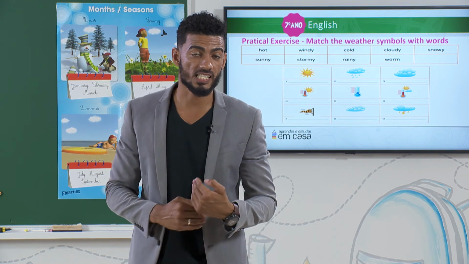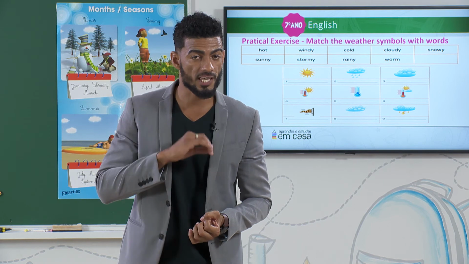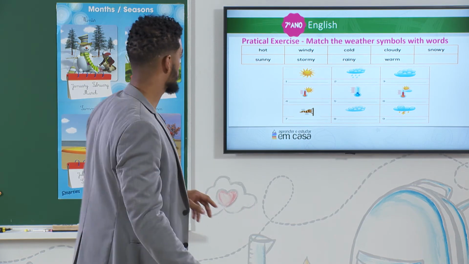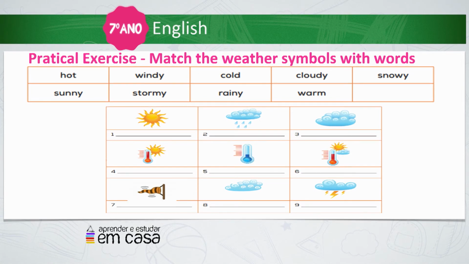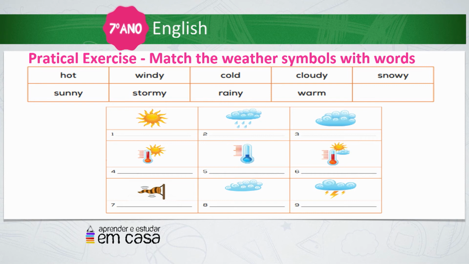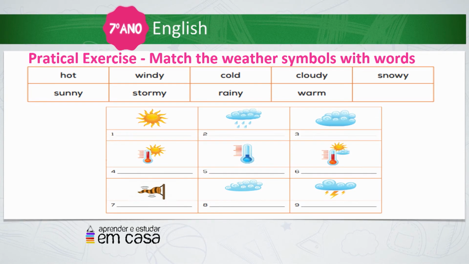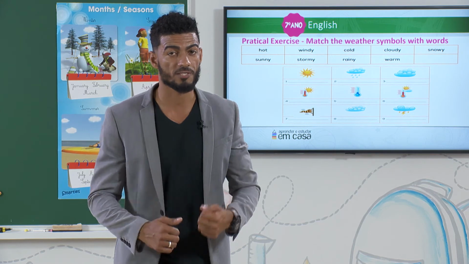All right, on the exercise, what you have to do is simple. You have to read, match the symbols with the weather. So here, the first one we have hot, sunny, windy, stormy, cold, rainy, cloudy, warm, and snow. Just choose the words and match to the picture that we have here. Do it alone and I will be right back.